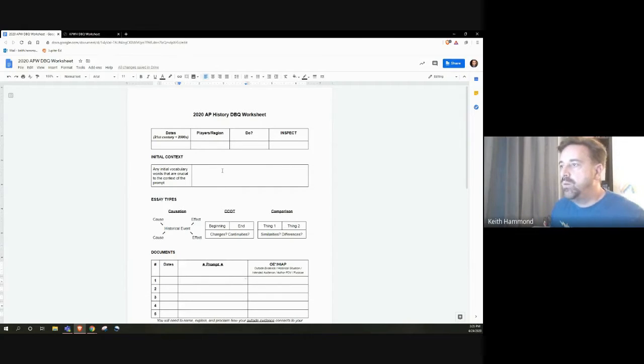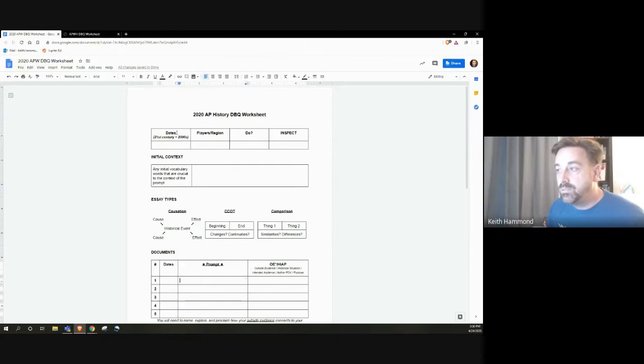Okay. What you'll notice here is right off the top, we're talking about the prompt. So there's a few things that you need to know. You need to immediately know the specific era you're talking about. And this can be specific years, so you'll write that down. You'll want to know the players or the region that are in the prompt, especially in AP World. You might get one group of people interacting in a different region. So you need to have that clear in your head.